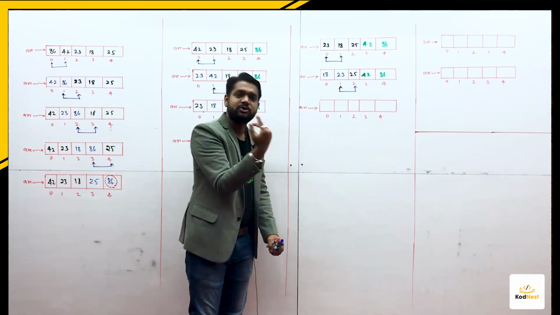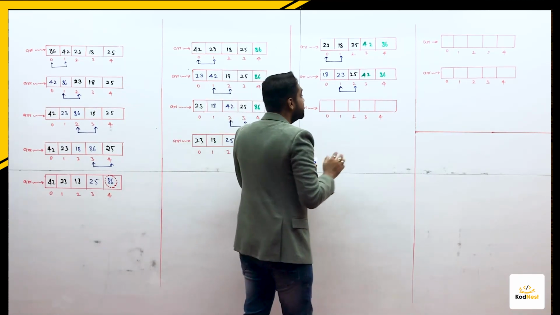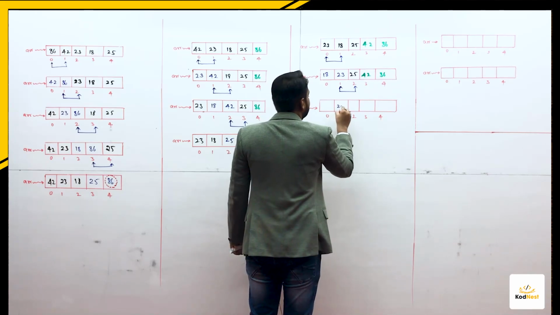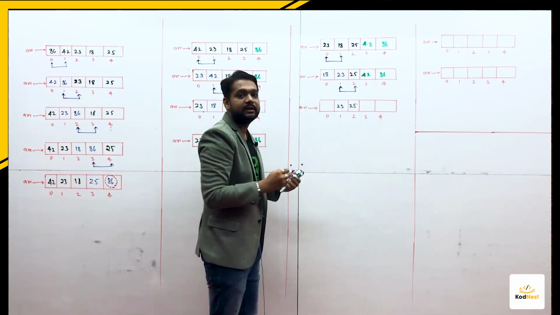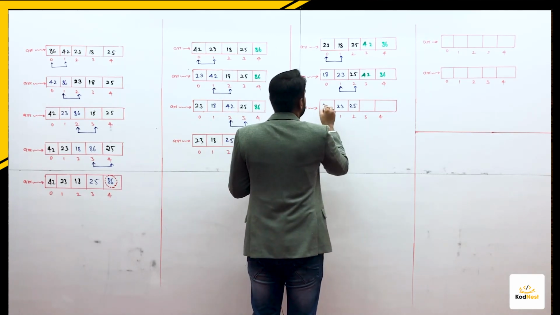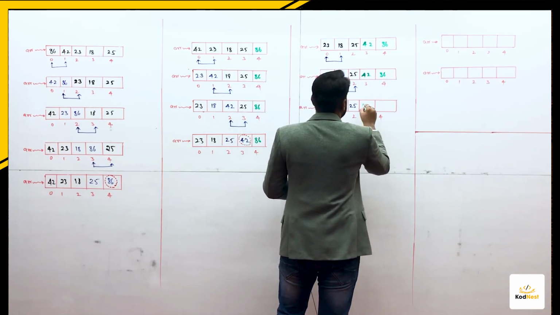If it was greater, you swap. If it is not greater, don't swap. Without swapping, leave it. If you do not swap, then 23 will be there only, 25 will be there only. I did not swap because it is not greater. 18 will be there only. 42 and 86, I would not touch.